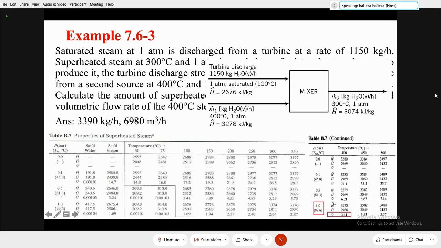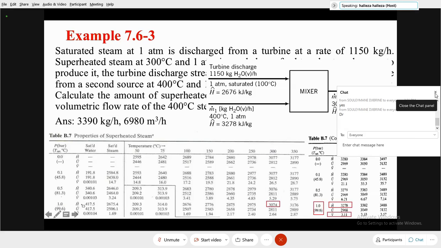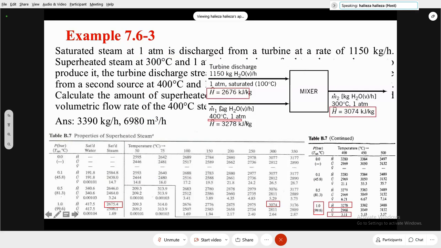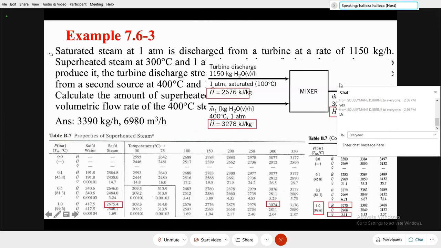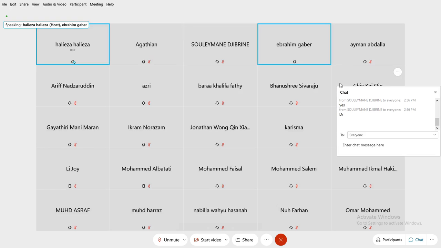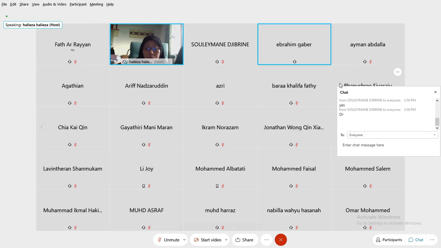So just now when we got the enthalpy, that's the enthalpy at 400. And when we're looking at 300, this is the enthalpy at 300 at 1 bar. And for saturated steam at 1 atm, this is the saturated value. But over here, the author wrote 2676, which is just rounded off. 3074 at 300, and at 400, 3278. That's the value from Table B.7. Okay, so now let's go back to our solution on my iPad.